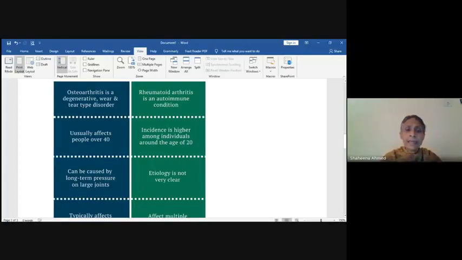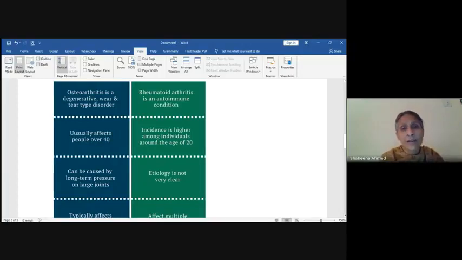Now, the incidence of rheumatoid arthritis: you will see it in a relatively younger age group, around 20 years of age. It can occur at any age, but predominantly you will see it in the early years of life. Whereas osteoarthritis, because it is a degenerative disease, has more association with age. So usually it affects people after 40, 45 years, when the wear and tear has settled into the joints.